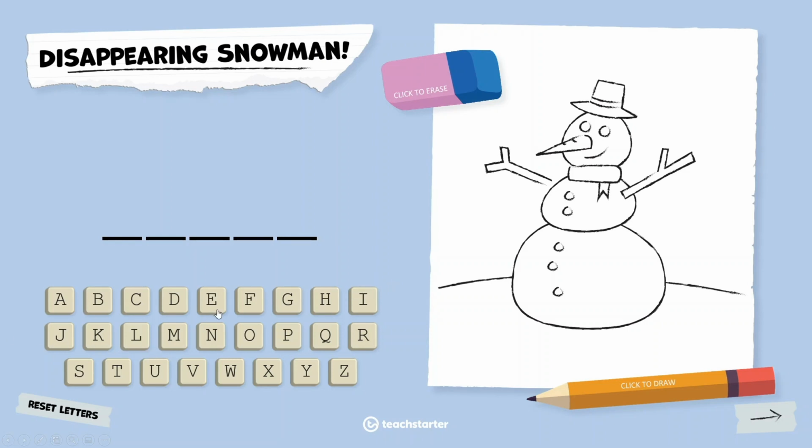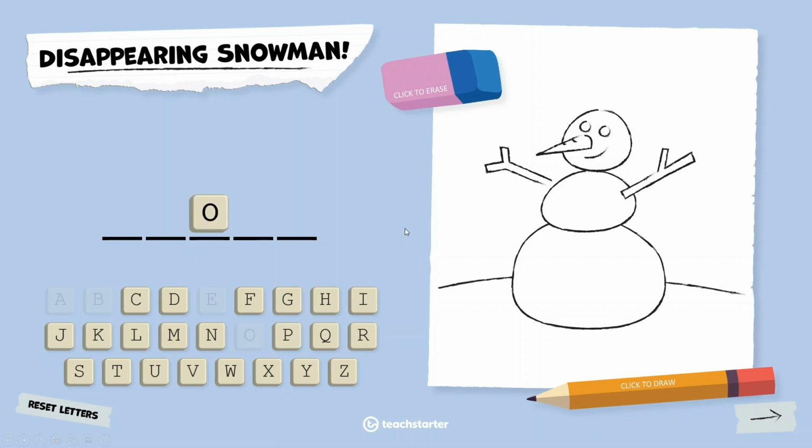So I'm going to start off by guessing if we've got an E. Oh, no E's. So we have to erase part of our snowman. So I click on the eraser here and he loses his hat. Oh no. Next up, I cannot remember this word, so this might go terribly wrong. No B's. Probably should have gone with a vowel. So going to go with an A. Oh, no A's. So now he's lost his buttons and his scarf.